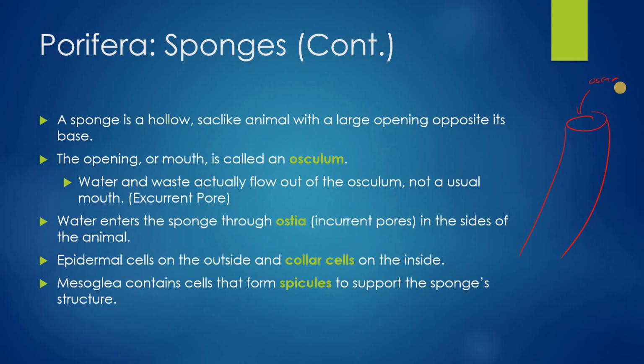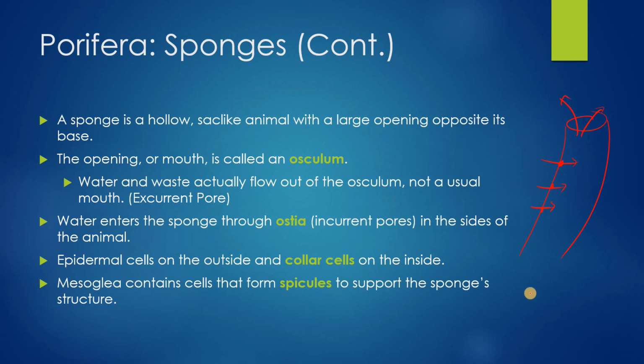Now, you would think that's its mouth. No, all water comes out of the osculum, nothing going in. And so water enters the sponge through ostia. So there are actually little pores in the side of this that water goes inside of. And that's how water enters the sponge. So water enters through these things called ostia. Now, those are the same terms that we used with the hearts of insects as well. So epidermal cells on the outside form collar cells.